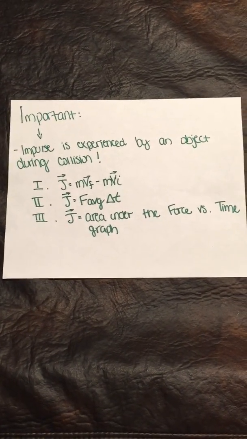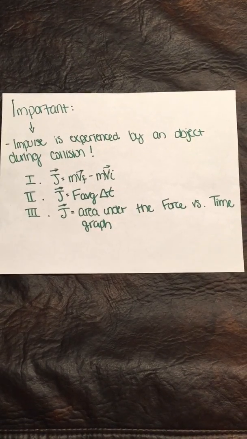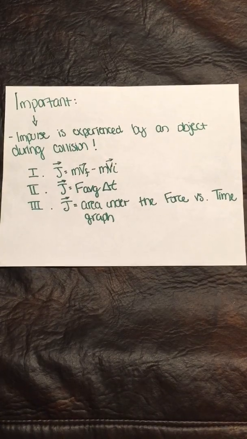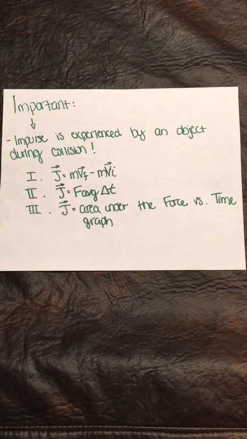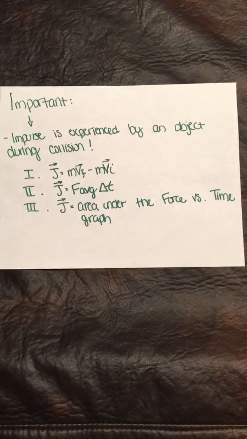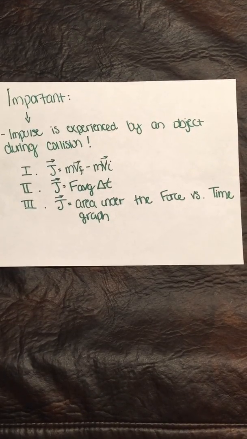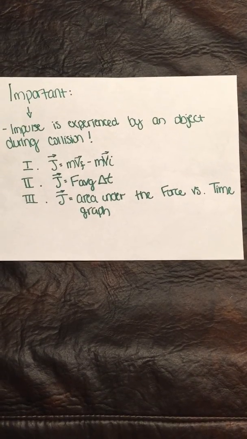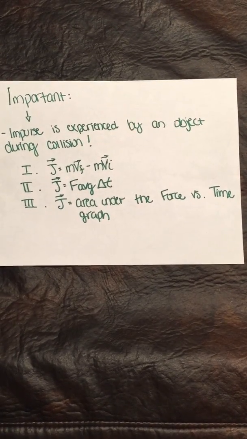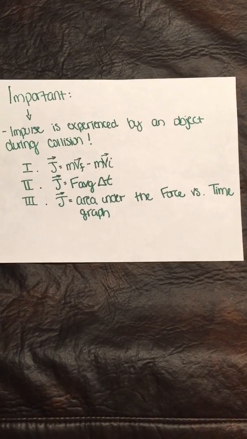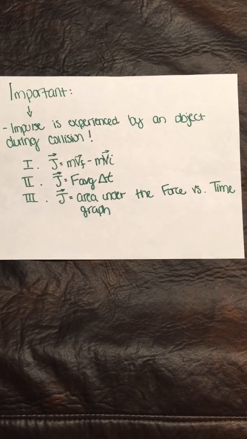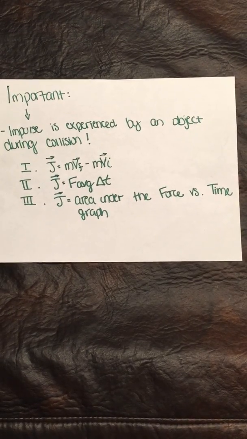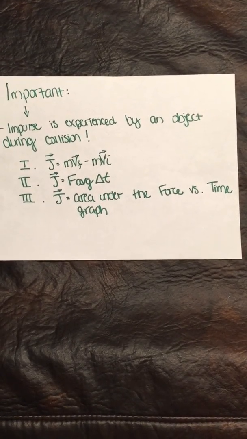Now, it is also important to know that impulse is experienced by an object during a collision. There are three different equations that we can use to calculate impulse. The first one is simply the change in momentum. Impulse equals mass times final velocity minus mass times initial velocity. The second equation is impulse equals average force times the change in time. With the third equation, we can calculate impulse by the area under the force versus time graph.